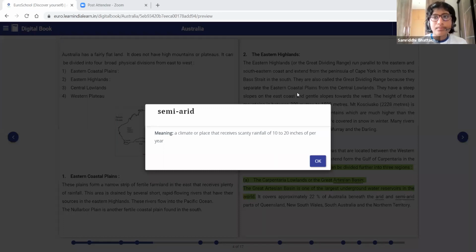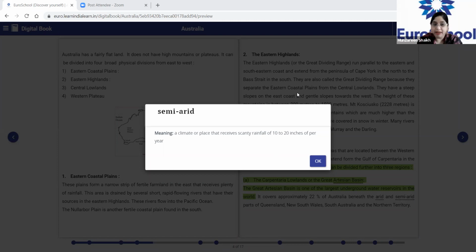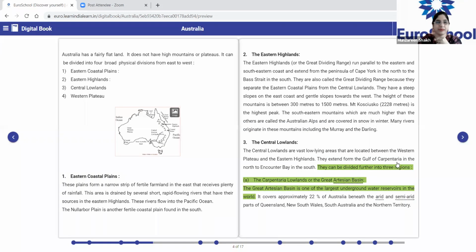Yes, ma'am. So usually, in areas where there's hardly any rainfall, or areas where they receive very little rainfall, especially in these areas, you find such underground water reservoirs. And Australia contains almost 22% of this particular basin. Click on OK. All right, got it, everyone? Have you understood this? Yes, ma'am.